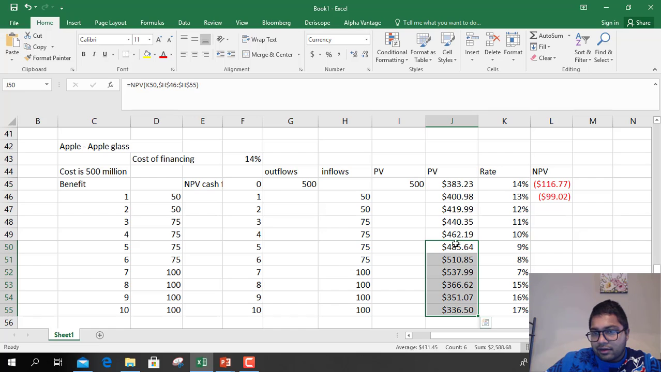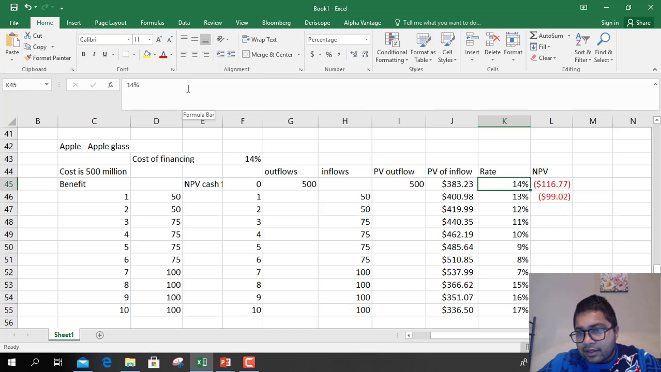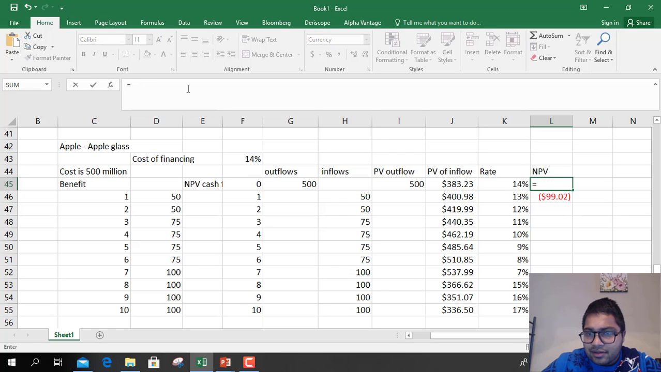Okay, so these are NPVs, meaning these are present values of inflows. This was present value of outflow and this was present value of inflow. Okay, these were different rates. So what we did, we calculated present value of inflows at different interest rates, starting from 14 till 7 and then 15, 16 and 17. So net present value is always inflow minus outflow.